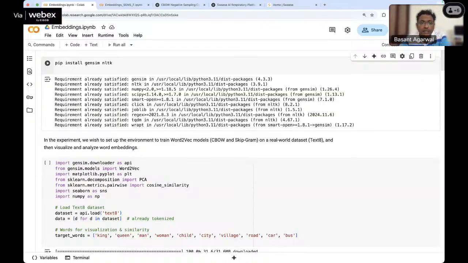The first is continuous bag of words, another is skip gram, and the third one is a variant of skip gram, which is skip gram with negative sampling. Continuous bag of words and skip gram basically work in two ways. Firstly, we find the input and output pairs. For CBOW, we predict the context given the target word, and in skip gram it is the reverse.